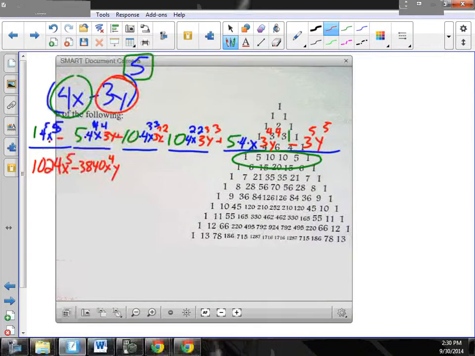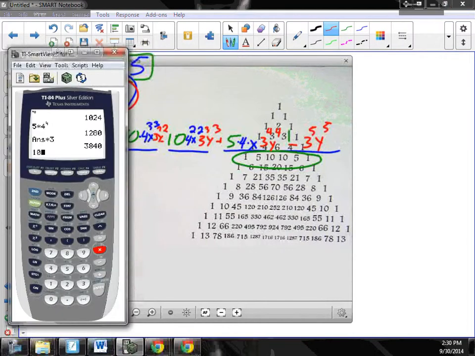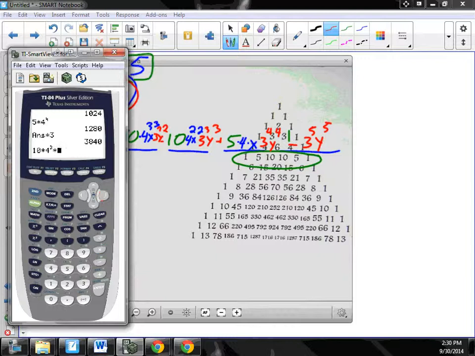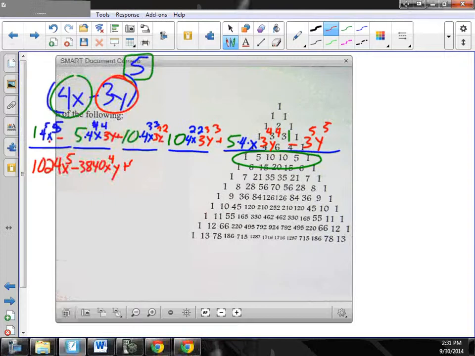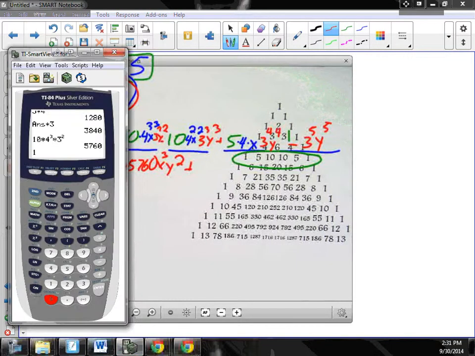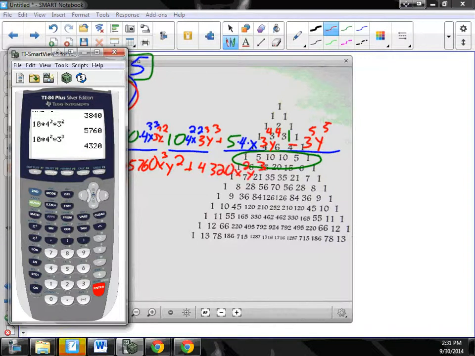And then 10 times 4 to the 3rd times 3 squared. So 10 times 4 to the 3rd times 3 squared. Oh my gosh. 4 to the 3rd times 3 squared is 5760 x to the 3rd y squared plus 10 times 4 squared times 3 to the 3rd, which is 4320 x squared y to the 3rd.